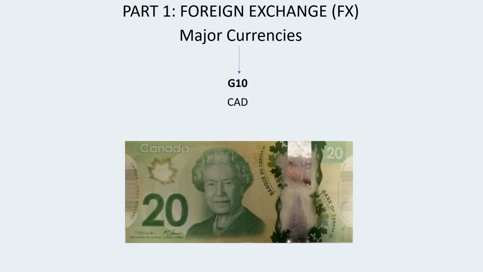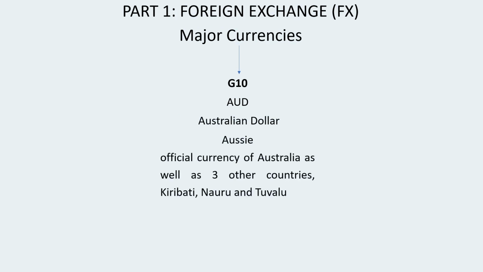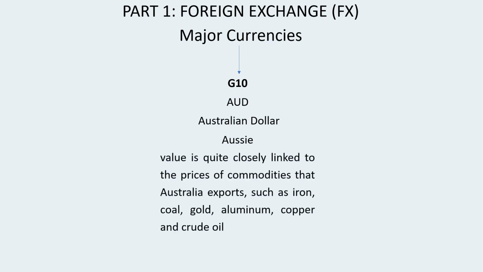The AUD is the ISO code for the Australian dollar, also known as the Aussie. It is the official currency of Australia as well as 3 other countries, Kiribati, Nauru, and Tuvalu. Its value is quite closely linked to the prices of commodities that Australia exports, such as iron, coal, gold, aluminum, copper, and crude oil. And here is how the Australian dollar looks like.